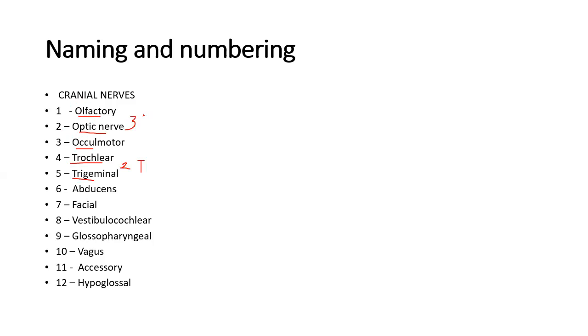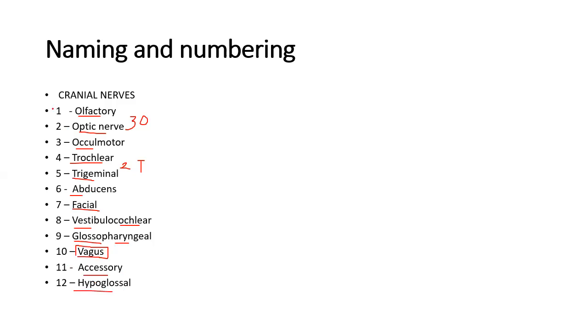Starting there, we have our 6th, the abducens nerve, and here we have the facial nerve, and here we have the vestibulocochlear nerve, and number 9 we have the glossopharyngeal nerve, and number 10 we have the vagus nerve. We know this one from thorax and also abdomen. And then number 11 is the accessory, and number 12 is the hypoglossal nerve, right?